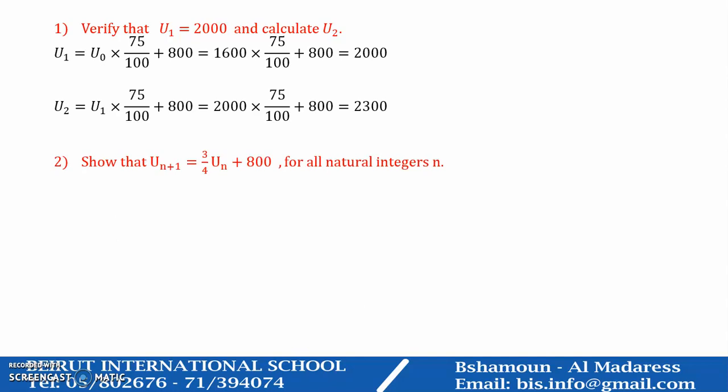Now they ask us to prove that Un+1 equals 3 over 4 Un plus 800. In fact, by using the same pattern, I can say that Un+1 equals 75% of the preceding year plus 800. So I can write in this case Un+1 equals Un times 75 over 100 plus 800, which gives us 3 over 4 Un plus 800.